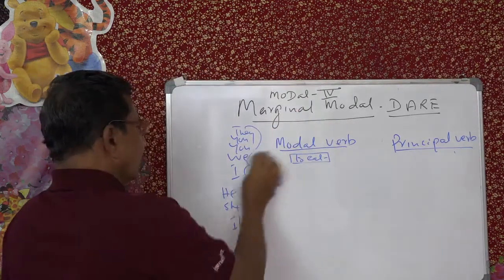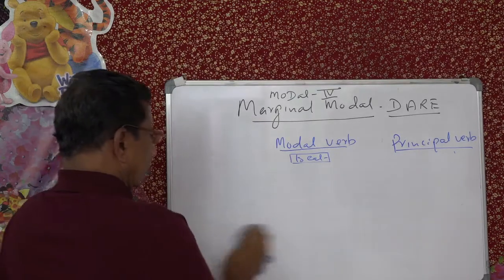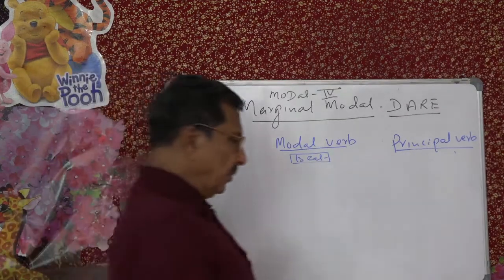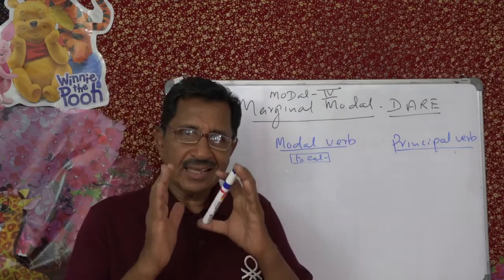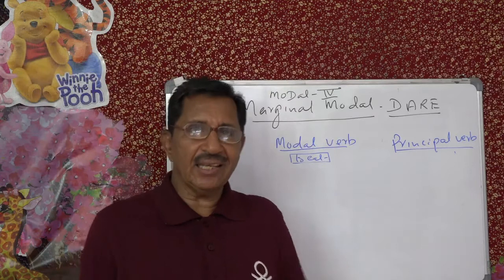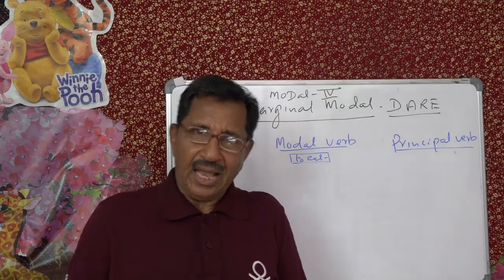But here we say marginal modals, that's about pure modals. For marginal modals, there is a point to remember, that is, this can act as a modal and also as a principal verb. That's why it's called a marginal modal.